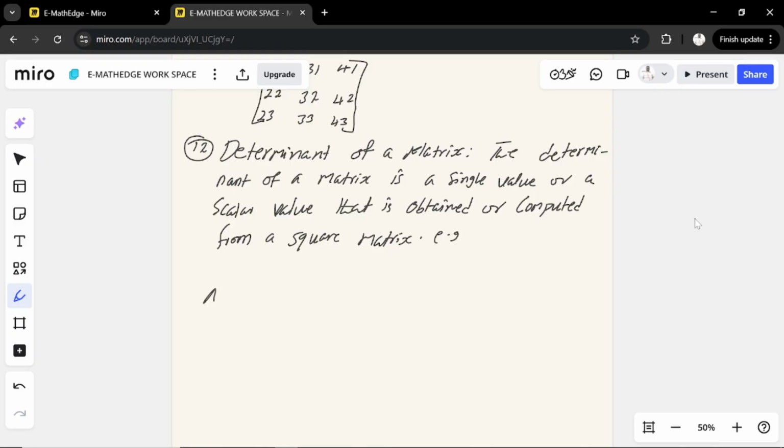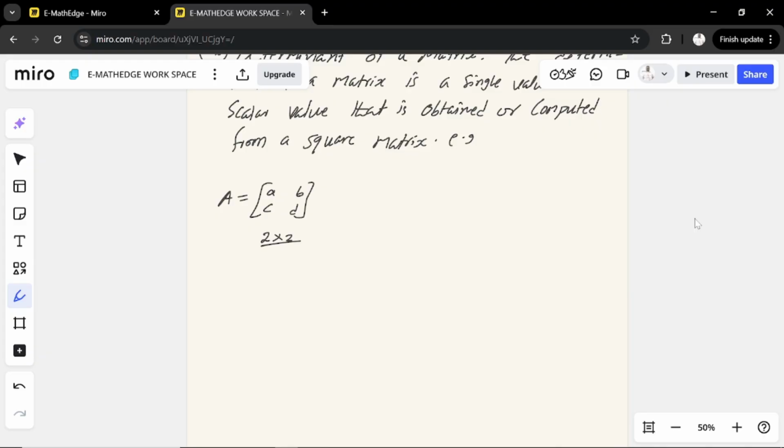Let's say we have matrix A equal to a, b, c, and d, a 2 by 2 matrix, right? So if we are to obtain the determinant of this matrix, it means we are to compute a single value or a scalar value for this matrix. So what we are going to do is simple.